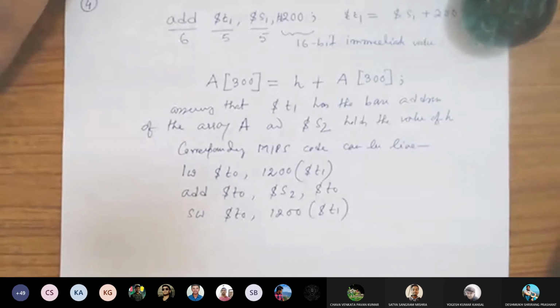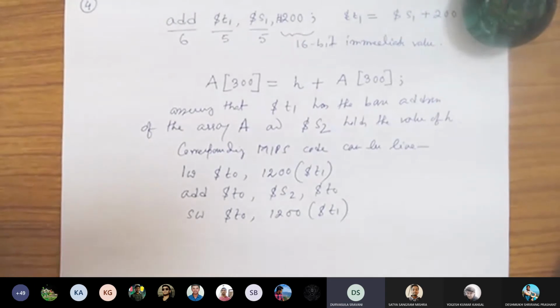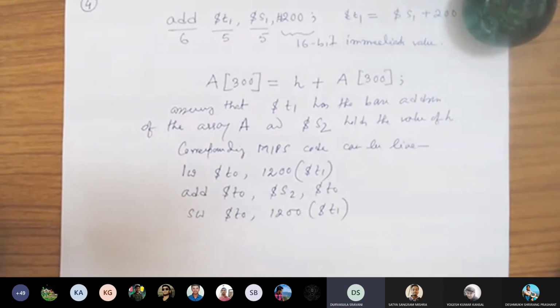Sir, my roll number is CS25. Actually, I was in class, but I went to the washroom in between, sir. What is your roll number? CS25. Okay. Yes, sir. Thank you, sir.